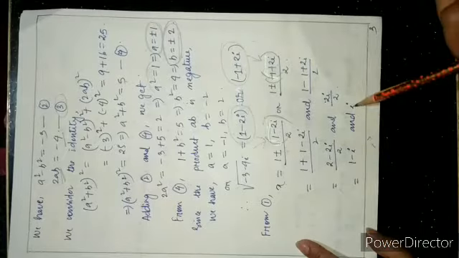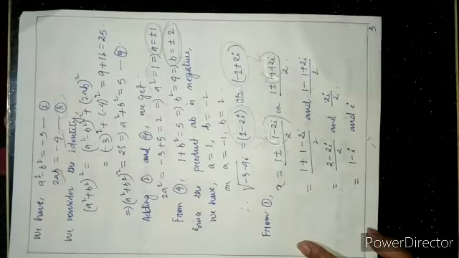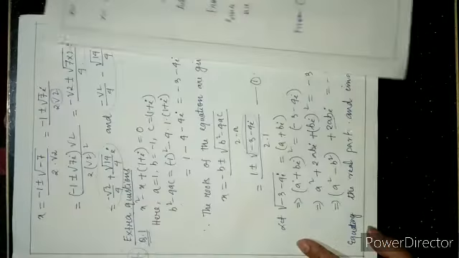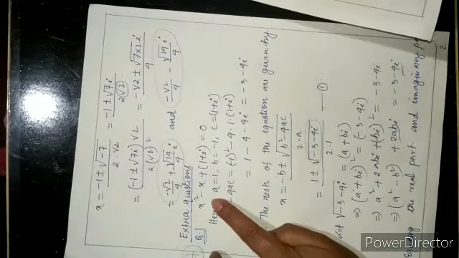1 minus i and plus i are the roots of the quadratic equation. So the given quadratic equation has these roots: the quadratic equation is x square minus x plus 1 plus i is equal to 0.